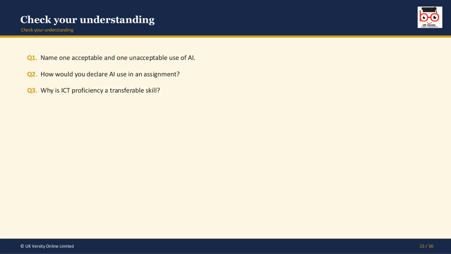Let's check the key points. Can you name one acceptable and one unacceptable use of AI? How would you declare AI use in an assignment? And why is ICT proficiency considered a transferable skill? Take a moment with those three.